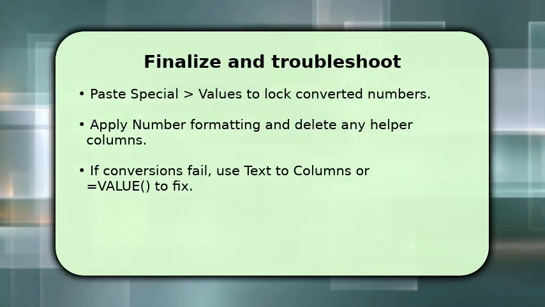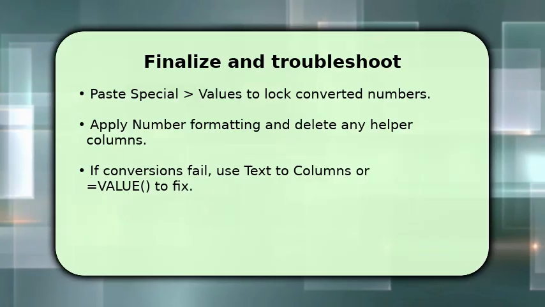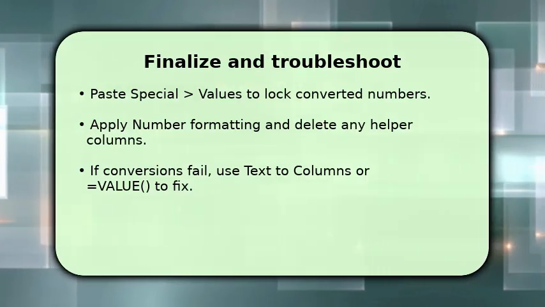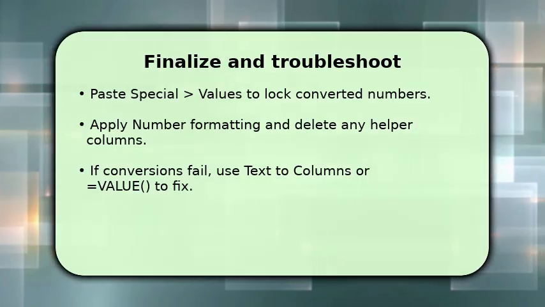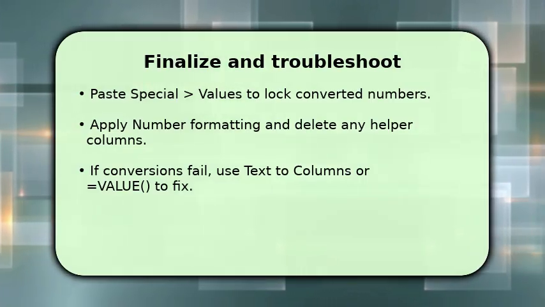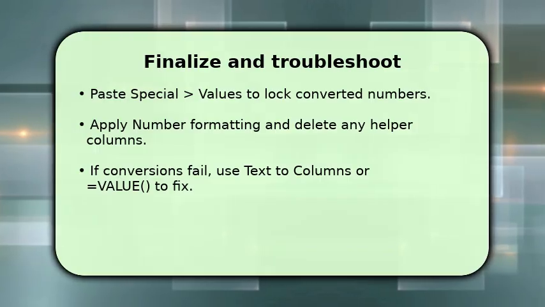If you still see a green triangle or Excel treats values as text, use Data, Text to Columns with delimited, finish, or wrap the cell with equals value, cell to coerce numbers. If a large mismatch appears, revert to your backup.